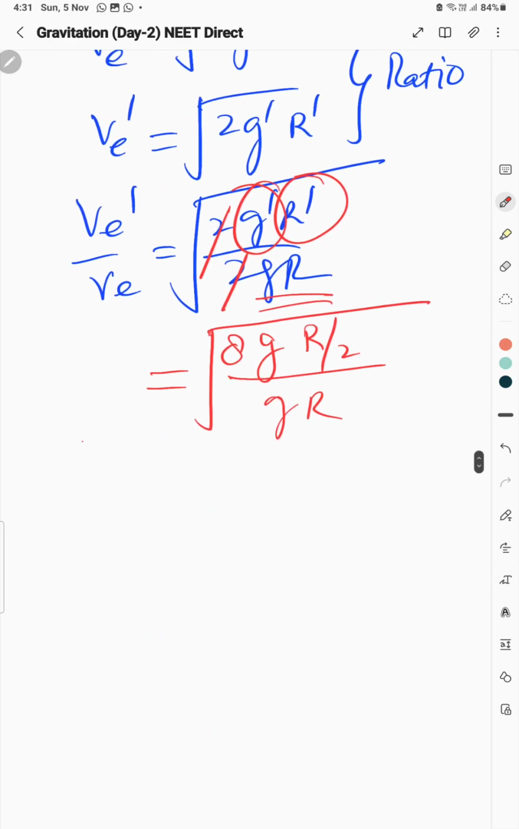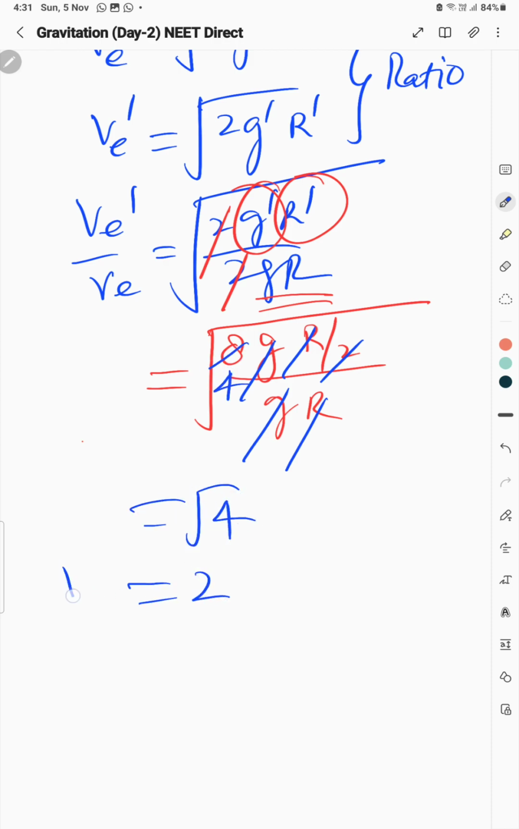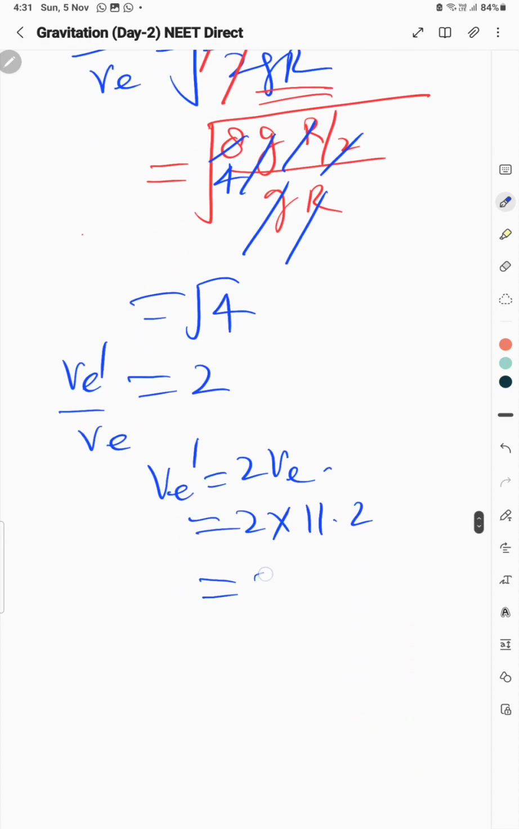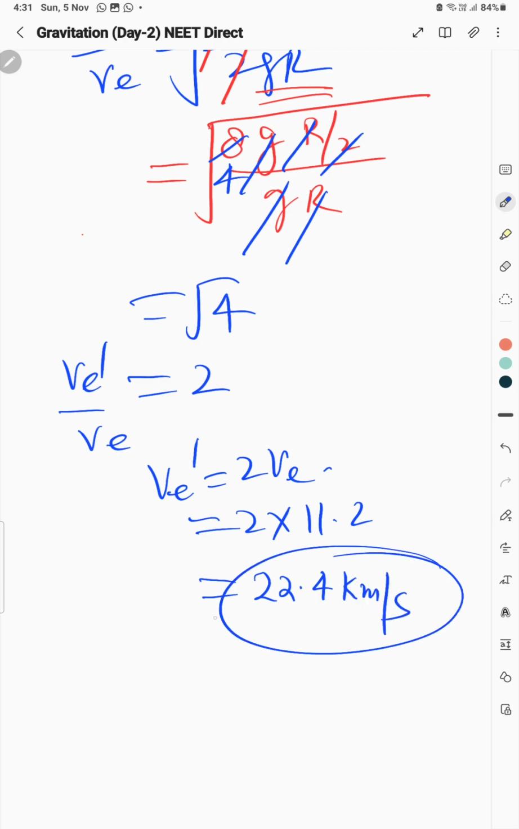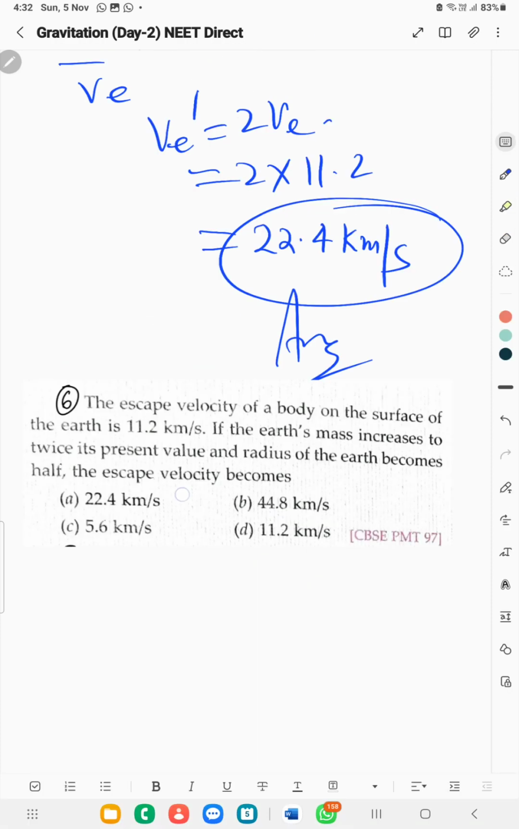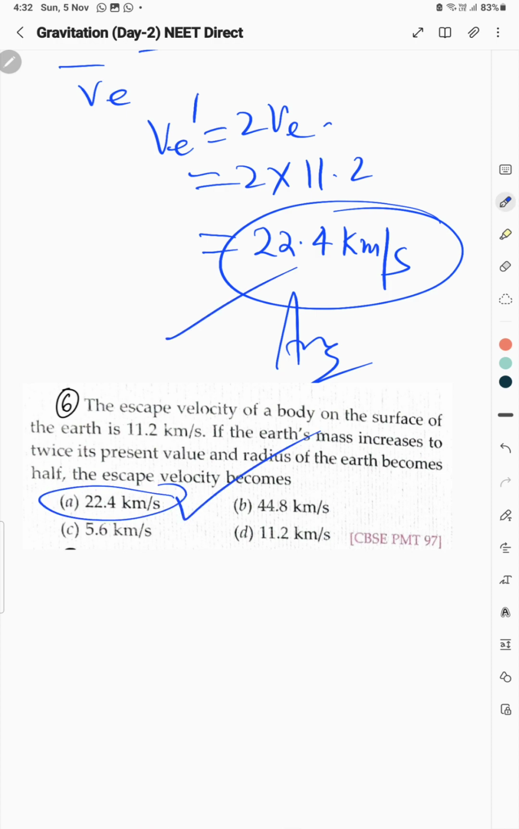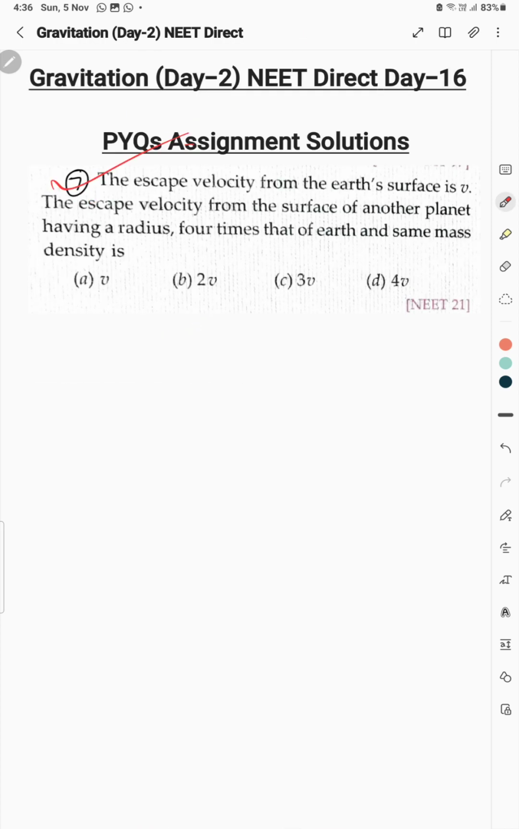You keep on simplifying it. This and this cancel. 2 4s are 8. This is the square root of 4, which is 2. So VE prime by VE is 2. VE prime is twice VE. VE is given to us as 11.2 kilometer per second. So you have now 22.4 kilometer per second as the answer to this problem. So as you can see, the option for this problem is A.